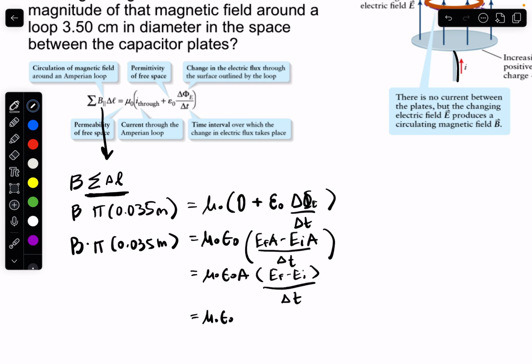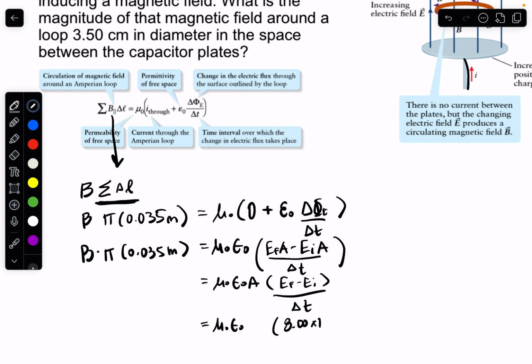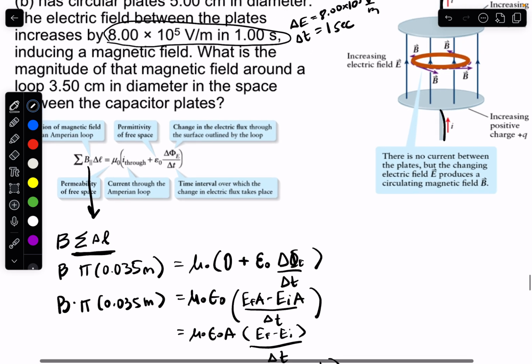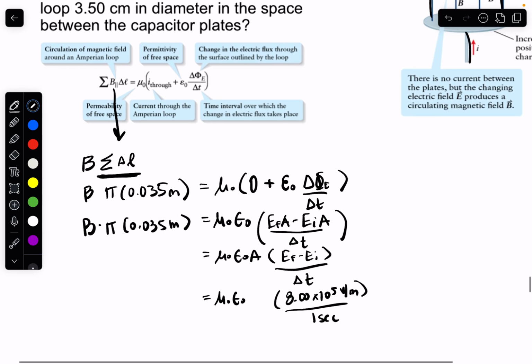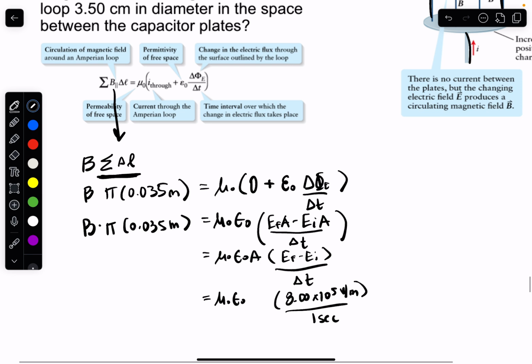And then the area is going to be the area of what? Let me write this out and we'll talk about the area of what. The area that the flux is changing through, right? And the area that the flux is changing through is the area through the loop that we want to know the B field. So any E field outside of that is not contributing to the B field, right? So the area here is the area of that 3.5 centimeter diameter loop, which is going to be pi r squared, right? Not d. So there we go.